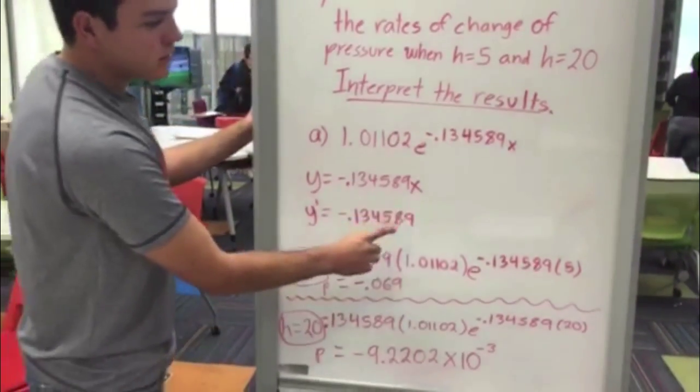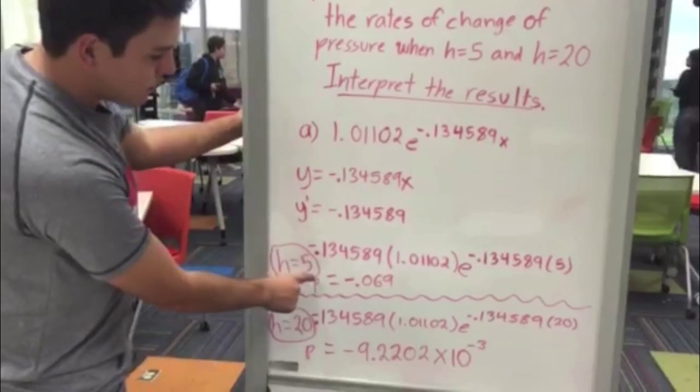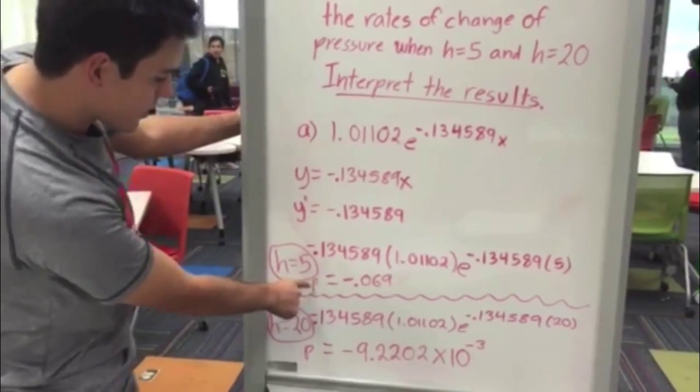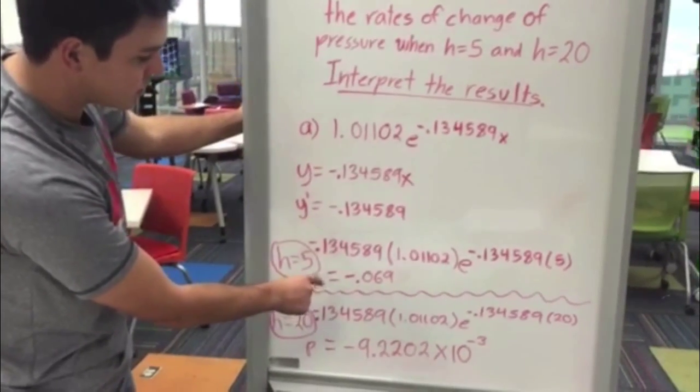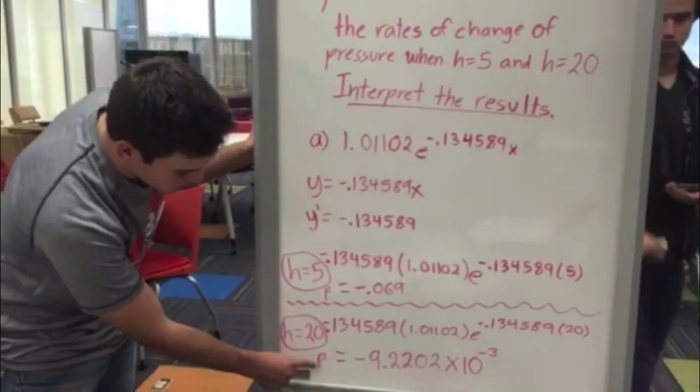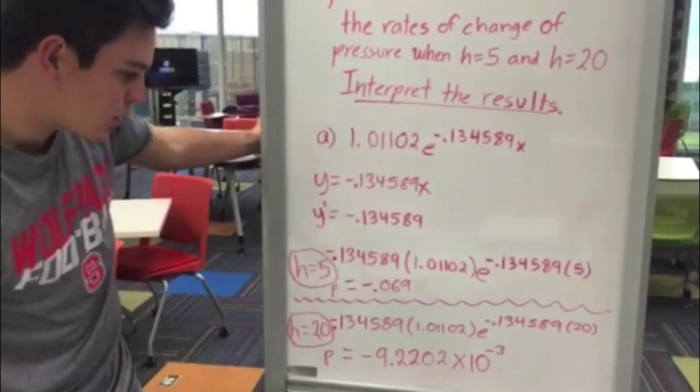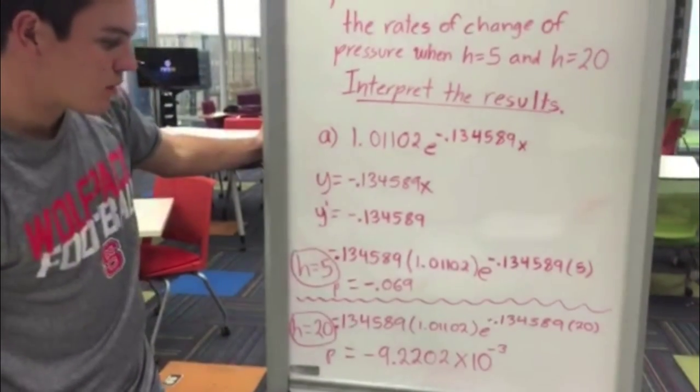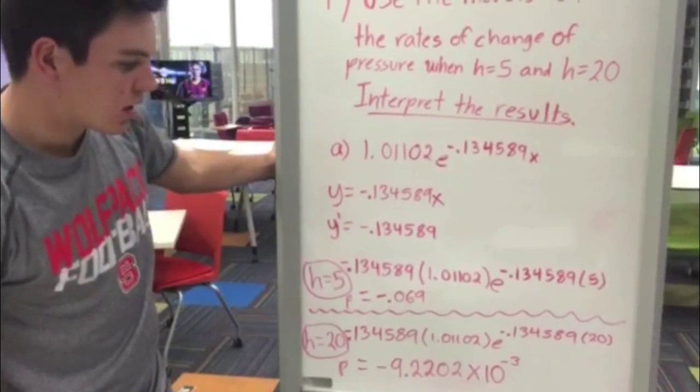So your first answer with h equals 5 will give you P equals negative 0.069, and with 20 it will give you P equals negative 9.2202 times 10 to the negative 3.